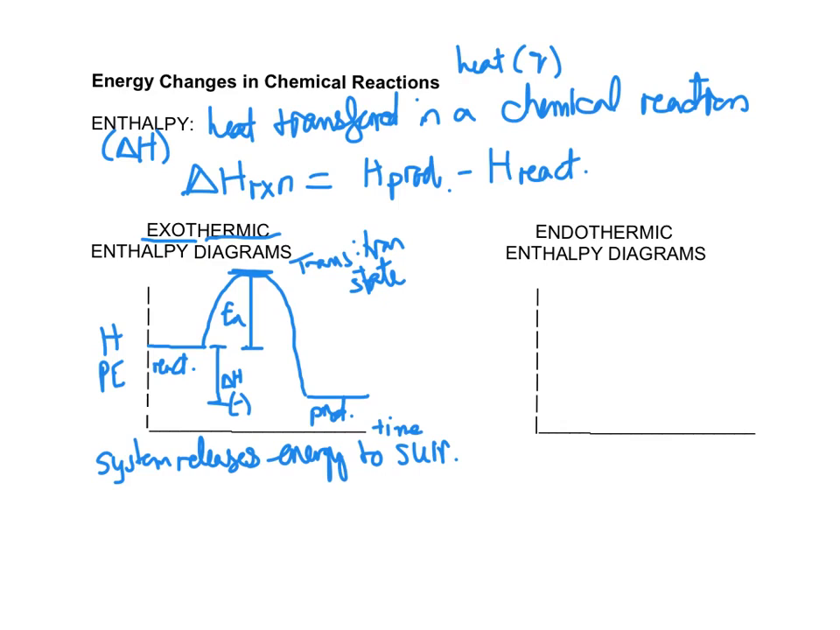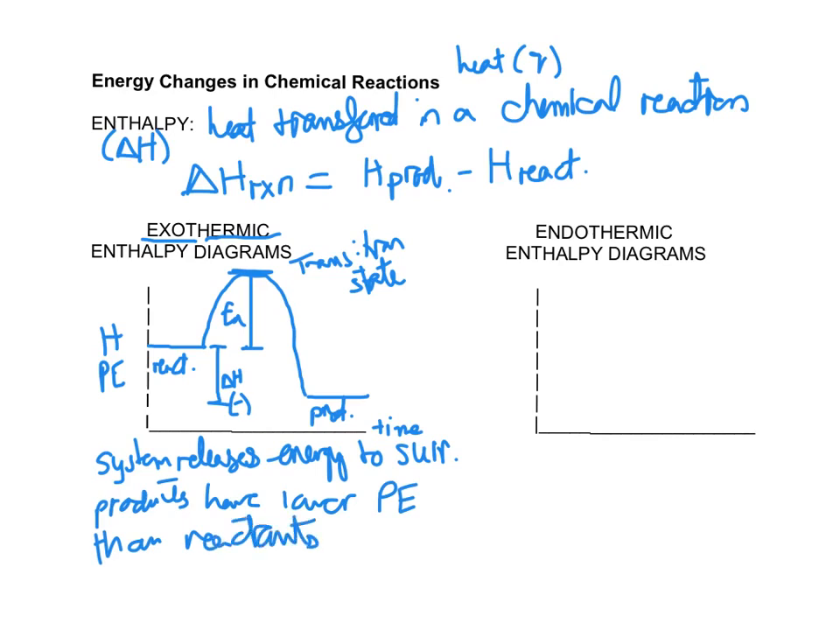Now, let's look at our diagram and the difference between the reactants and the products. We said because the reactants are releasing energy, this amount of energy is being released to get to the products. The products have a lower amount of energy than the reactants. So let's write that down. Products have lower potential energy than the reactants.